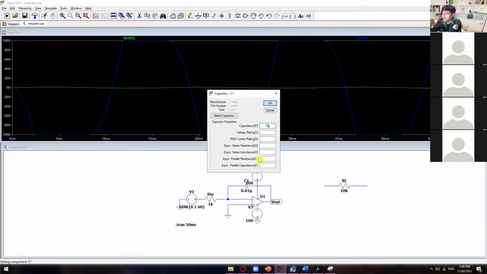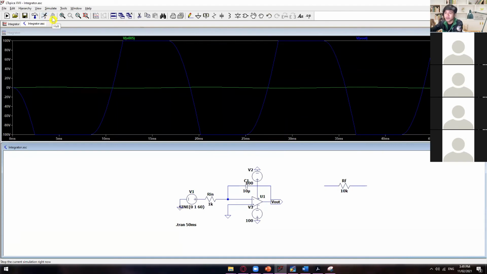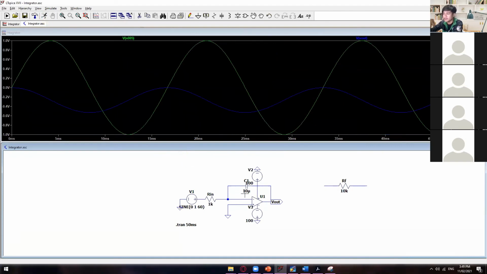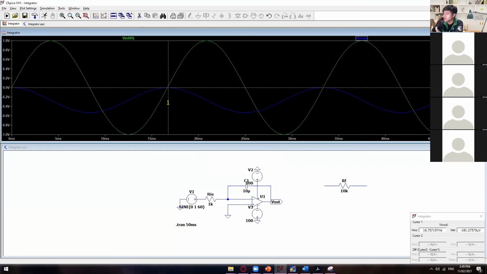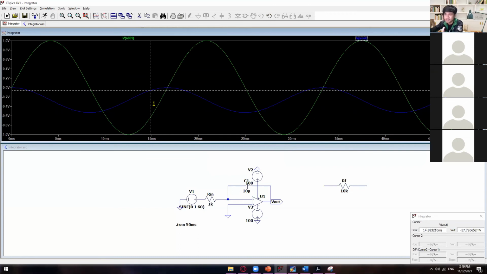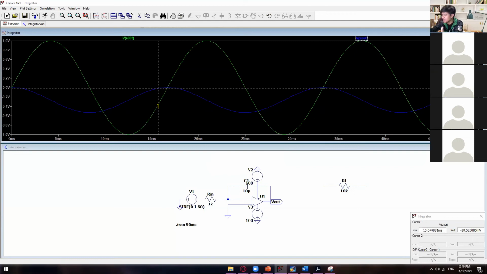So from 0.01, let's make it 10 microfarad. As you can see here, just by changing the capacitance, this one now requires a higher charging time and discharging time. We have positive 1 volt for the input, and for the output we have almost half, like 0.5 volts, and then going back to at least 0, I guess. It says negative 18 actually, but this one is almost close to 0.